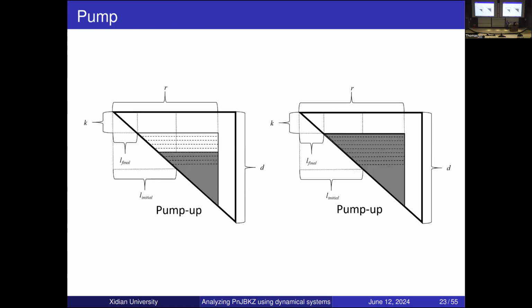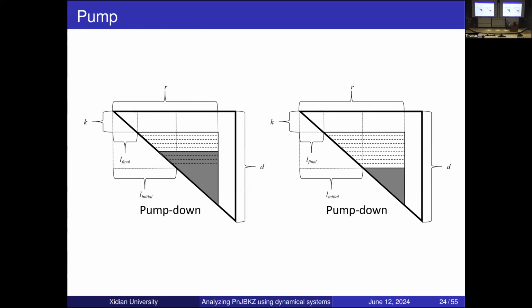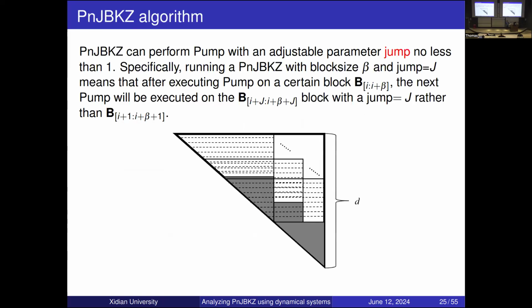And pump has two steps. It will run progressive sieving during the pump up stage, and during the pump down stage, it will insert more than one short vector into the projected sublattice. And then it will output a nearly reduced lattice basis.